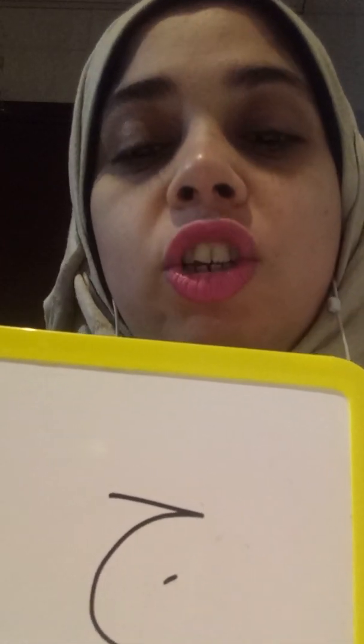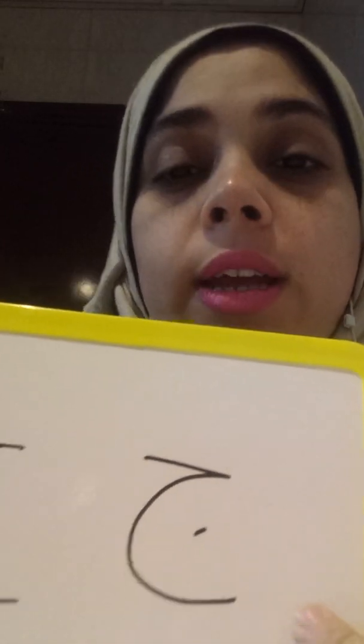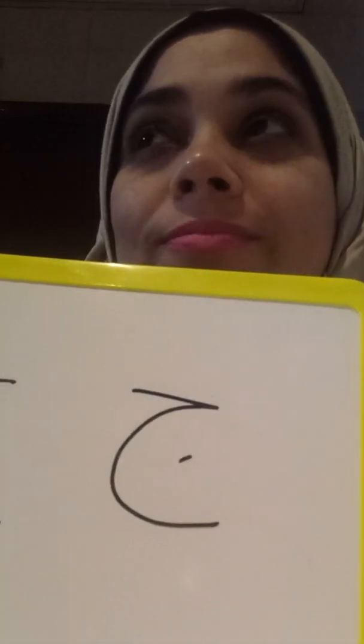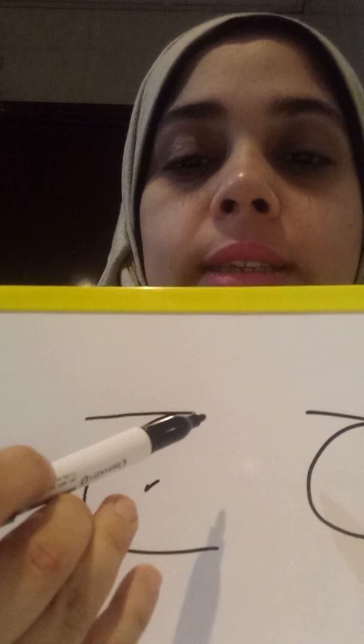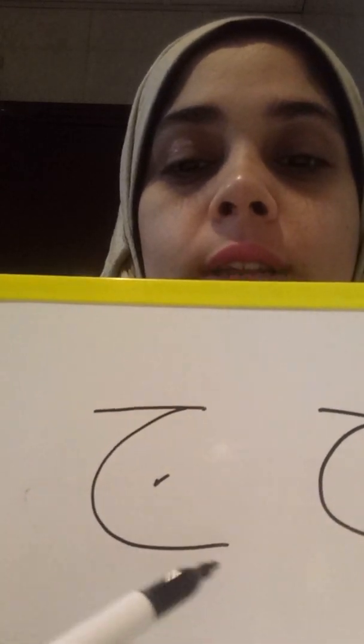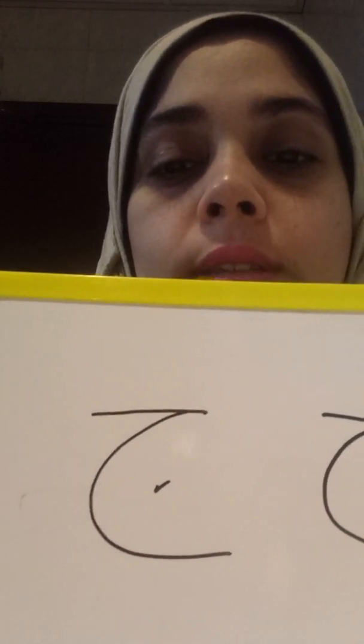Okay, so this is the next letter. It's j, as in George, as in gorgeous, as in Johanna. J is just a simple line like this, and then a half a circle, and then this dot. See, very easy.